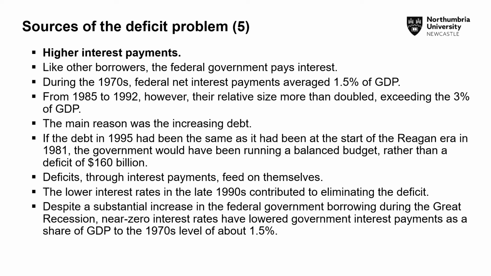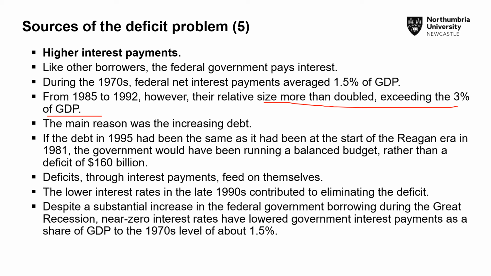So the federal government also pays interest. Now, if it borrows to finance its deficit, what happens? It has to pay interest on that debt. So during the 1970s, the federal net interest payments averaged 1.5% of GDP. But by the mid-1980s, the size of these interest payments exceeded 3% of GDP. And the main reason was increasing debt.